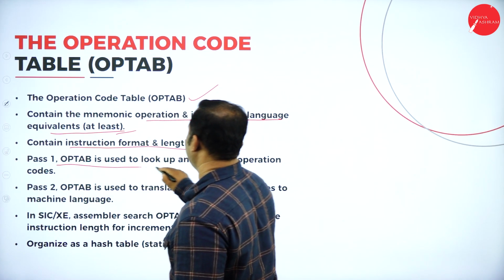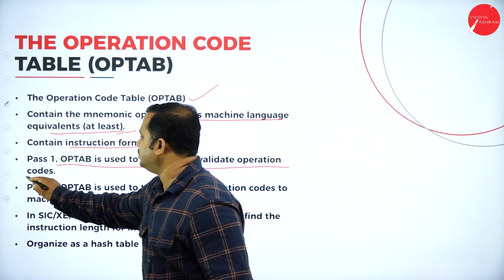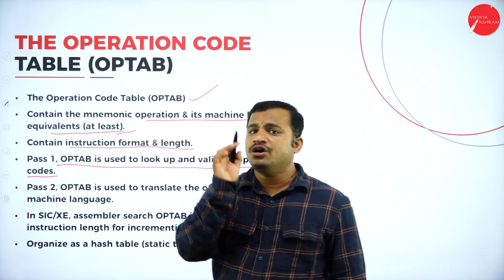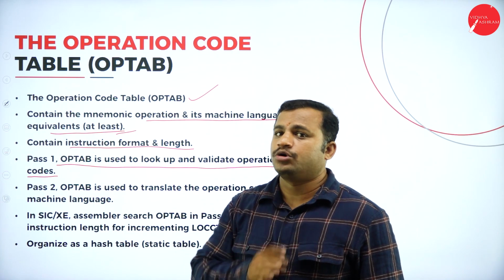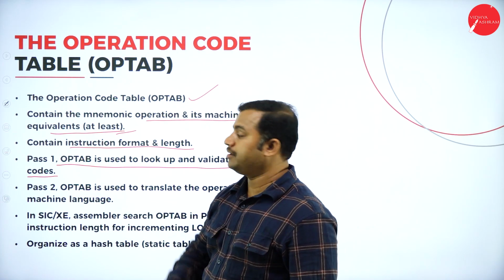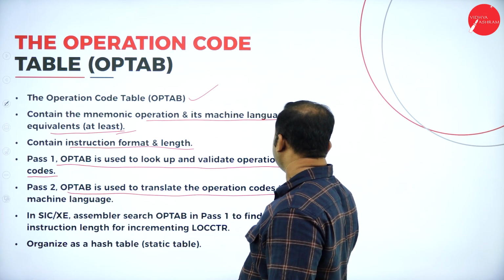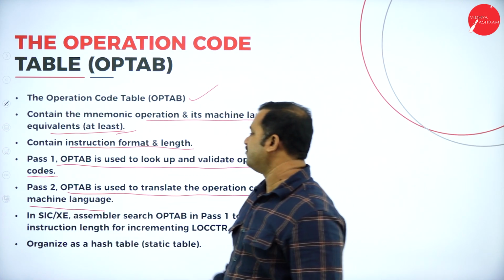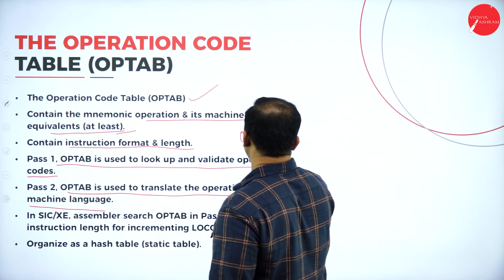During pass 1, OPTAB is used to look up and validate operation codes, that is, to look up and validate the opcodes present in the data structure table OPTAB. During pass 2, OPTAB is used to translate the operation codes to machine language. That is, especially during pass 1, OPTAB and SYMTAB are used.